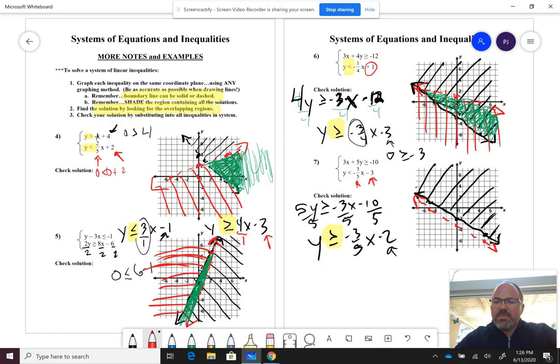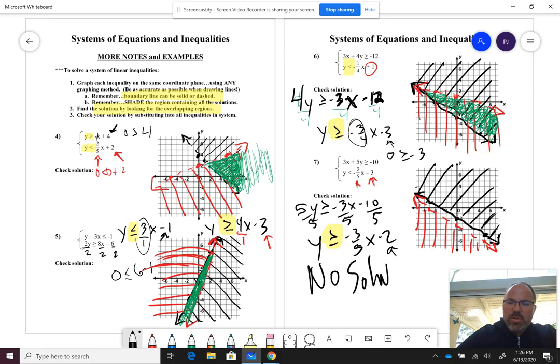Where do the lines cross each other? They don't. All right, this says y is less than. So less than's below it. What about the shading? Does the shading cross each other? Nope. So if the shading's not crossing each other, what does that mean? No solution. Just like in systems of equations, if the lines never intersect, there's no solutions. With systems of inequalities, if the shading never overlaps each other, then there's no solution.